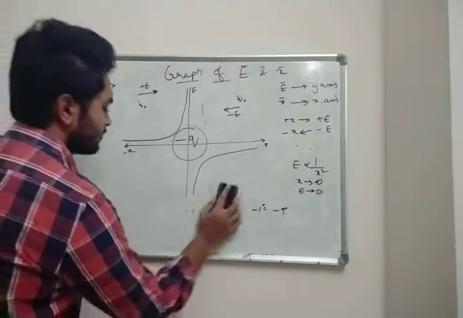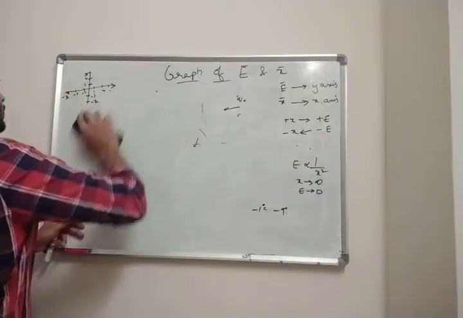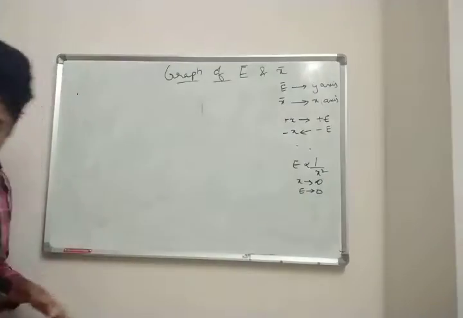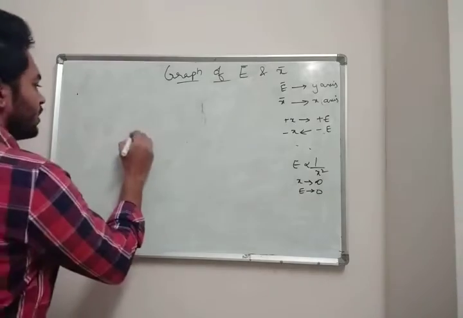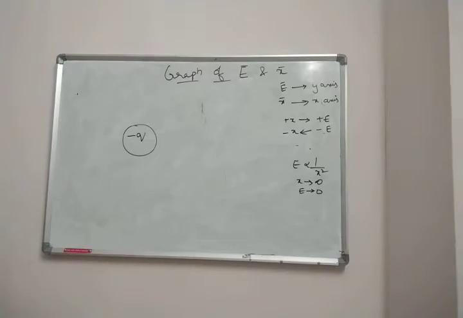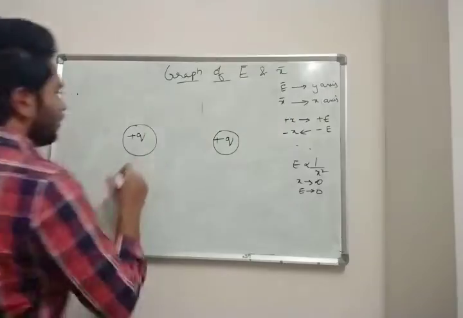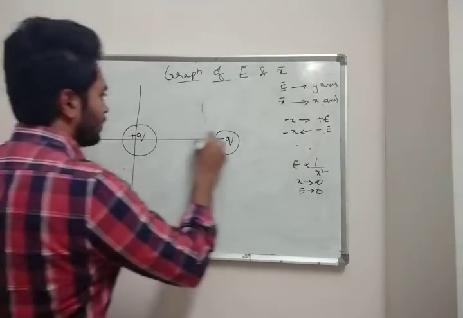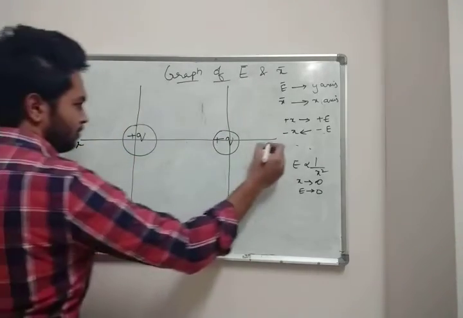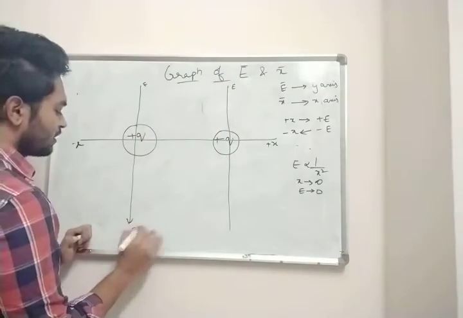Your next example is, suppose I have this time two charges. Suppose I have two positive charges, plus q, and here also I have plus q. Now how do I get the graphs? Again, here negative x, here positive x, electric field is positive, and down electric field is negative.